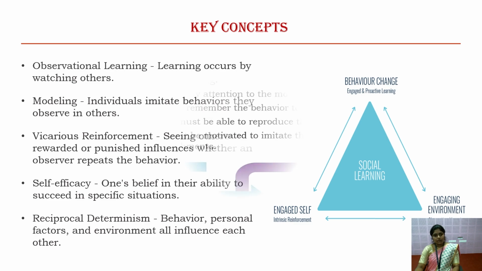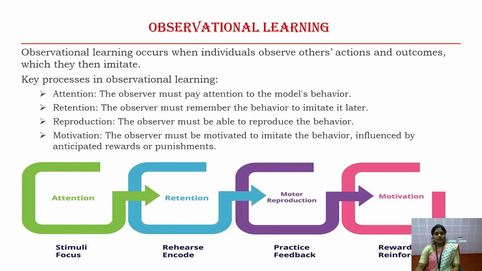The first one is observational learning. Observational learning occurs when individuals observe others' actions and outcomes, which they tend to imitate. The key processes of observational learning: the first one is attention. The observer must pay attention to the model's behavior. The second one is retention. The observer must remember the behavior to imitate it later. So the remembrance part is called retention.